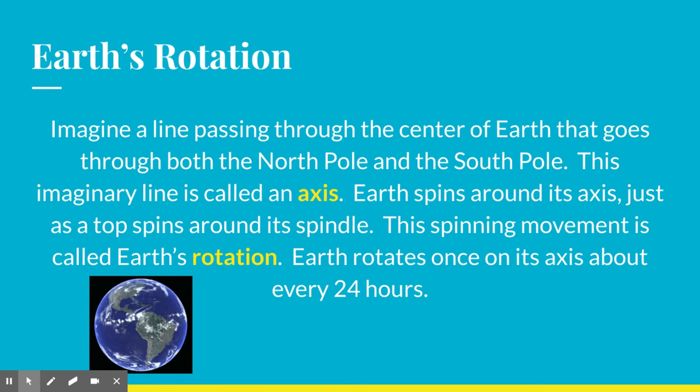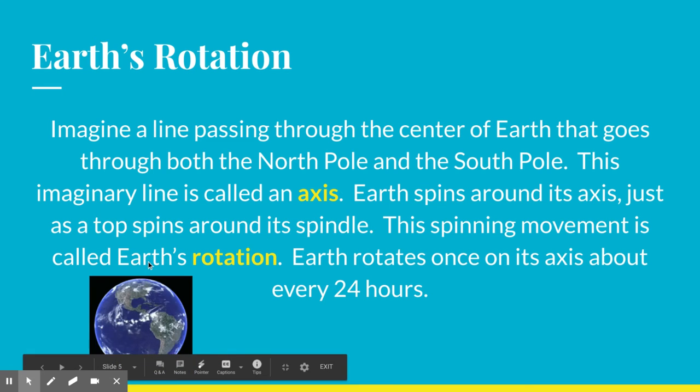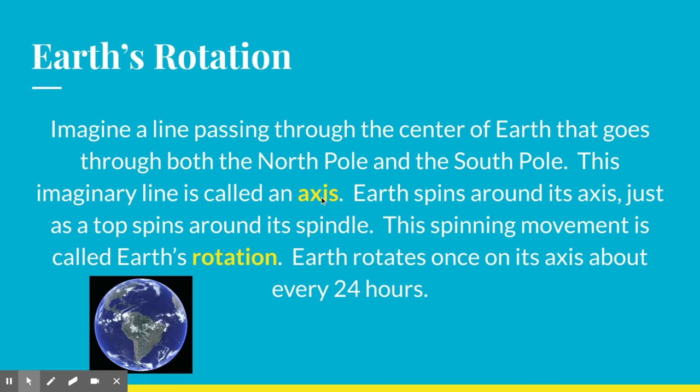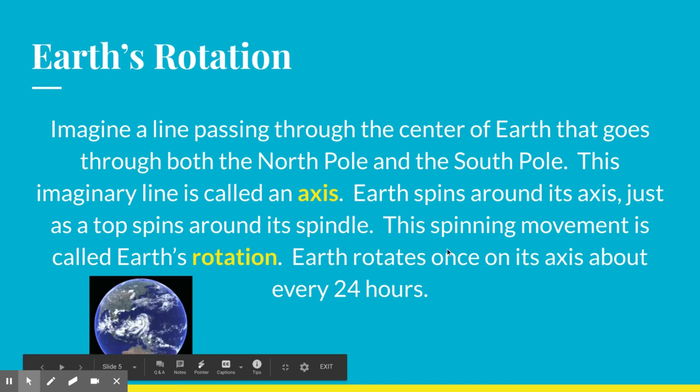All right, the other thing that we need to talk about, or the other motion that Earth has, is Earth's rotation. So we have Earth's revolution around the sun. Earth's rotation is different. That is just rotating, kind of spinning around its axis. So if you were to think of the Earth as like a top, and you were to put a line straight through the Earth, straight through that spinning GIF of the Earth, that would be called its axis. Okay, so the Earth spins around its axis just as a top spins around its spindle. Think of it as a dreidel as well. Okay, the spinning movement is Earth's rotation.